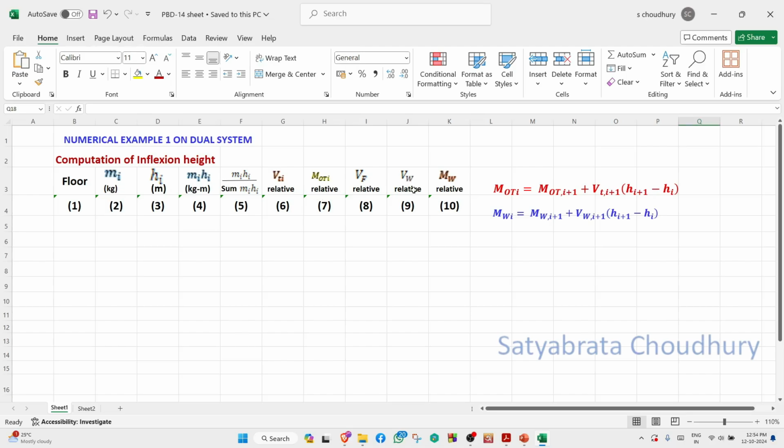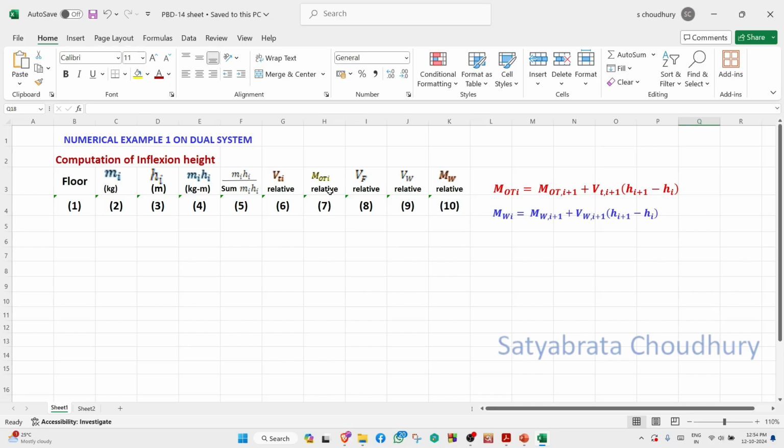The relative values are given here because these are not absolute values for design purposes. These are relative values considering unit load and some distribution, which is alright for the purpose of computing the inflection height of the wall. MOTI is the overturning moment in the wall for the ith floor, and MW is the moment in the wall we shall compute.